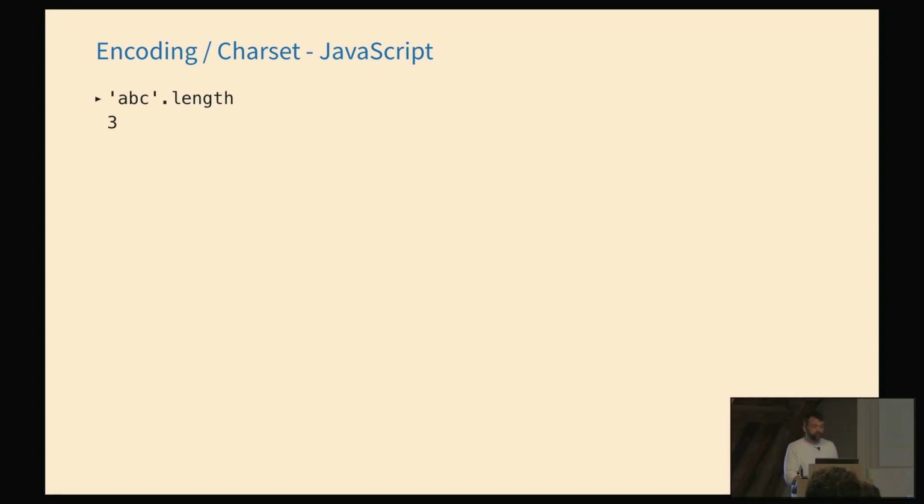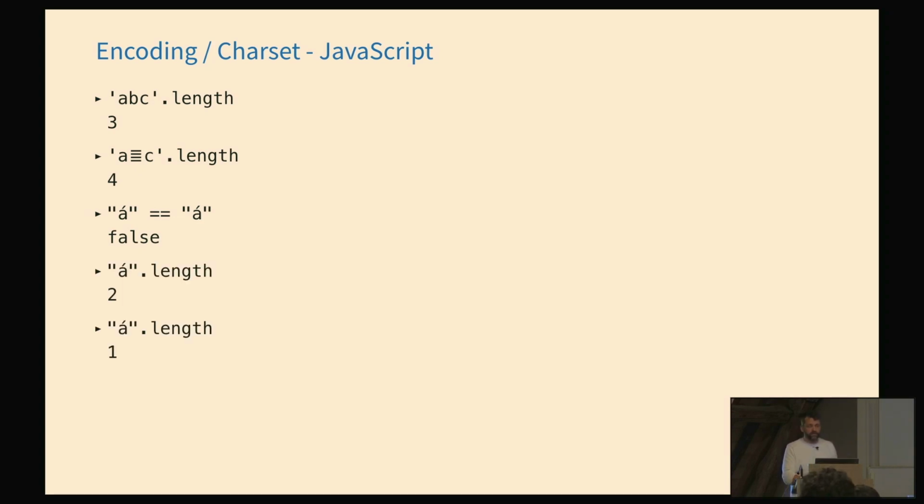So JavaScript, always fun to heckle a bit with JavaScript. So abc.length, a simple string with 3 letters. Of course, it has a length of 3. Makes sense. And then we add this double equal sign thing, and then the length suddenly becomes 4. Okay, that's a bit odd. Then we have an A with an accent equals an A with an accent is false. Okay, that's a bit unexpected. But one of them has a length of 2, and the other one has a length of 1.